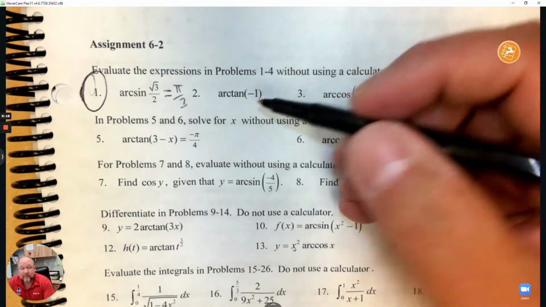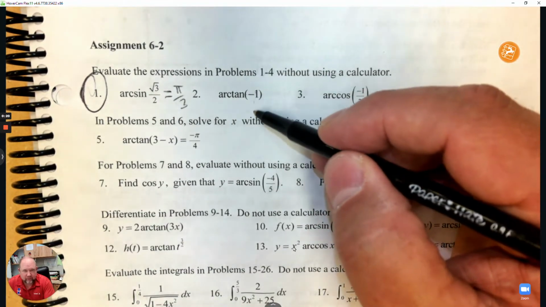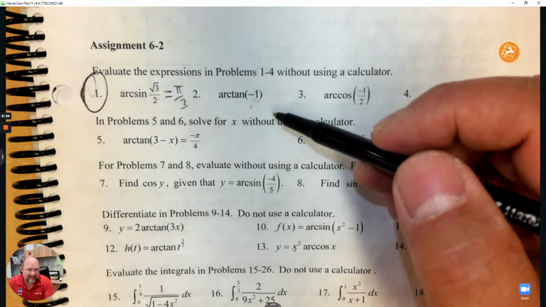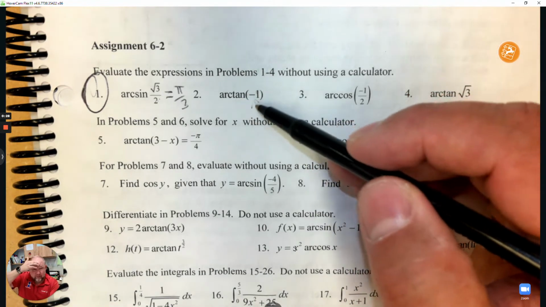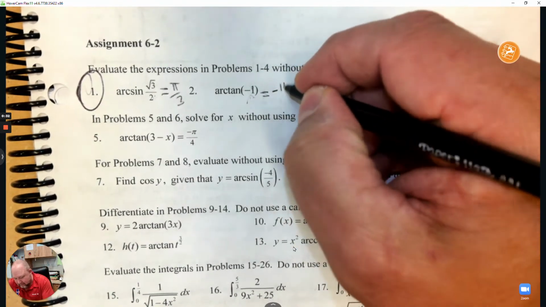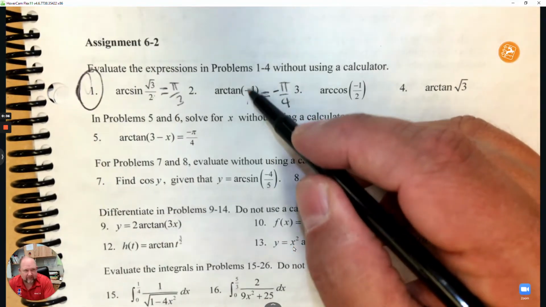At what angle is tangent negative 1? We also have to be aware of restrictions when things are negative. If this value is positive, it's always in quadrant 1. If it's negative, it could be in quadrant 4, it could be in quadrant 2. Tangent is in quadrant 4 as a negative angle. So that angle is negative pi over 4, at 45 degrees. Tangent's y over x. That gives you that answer.